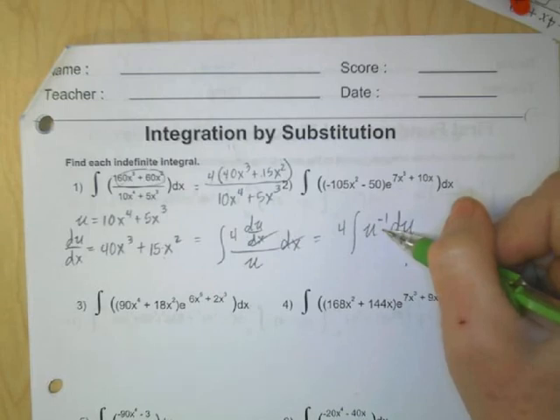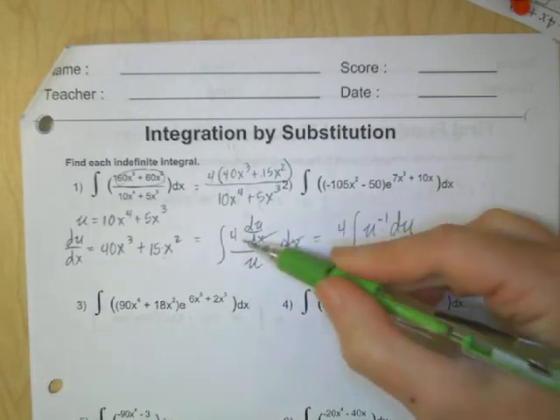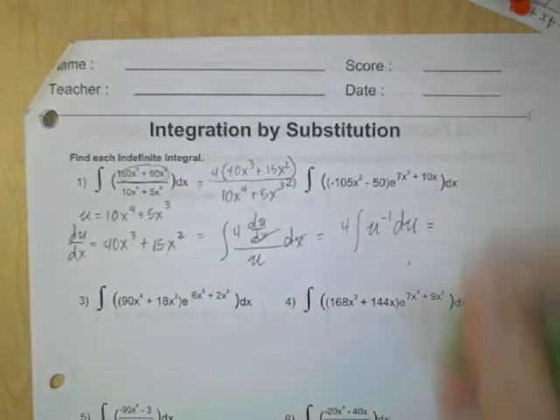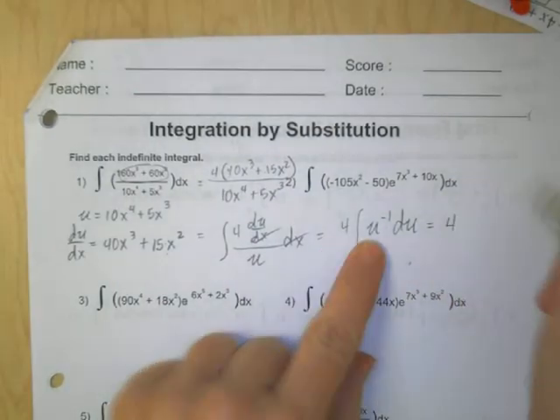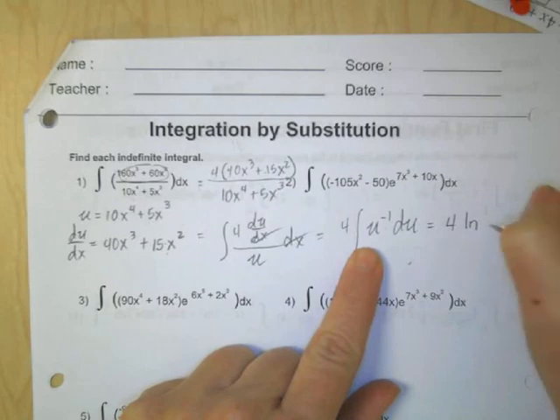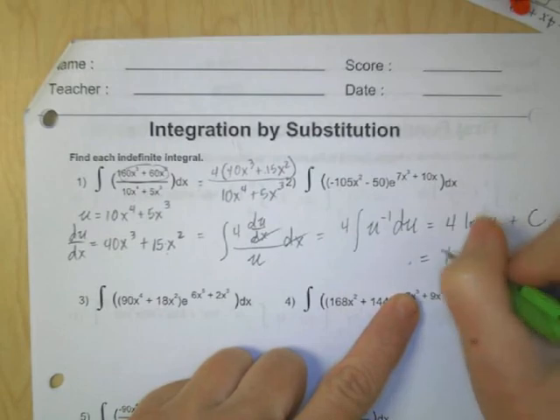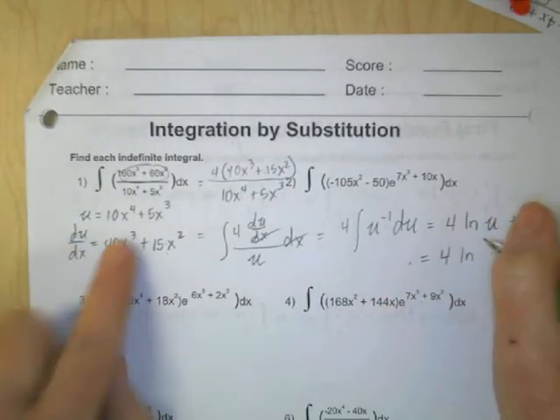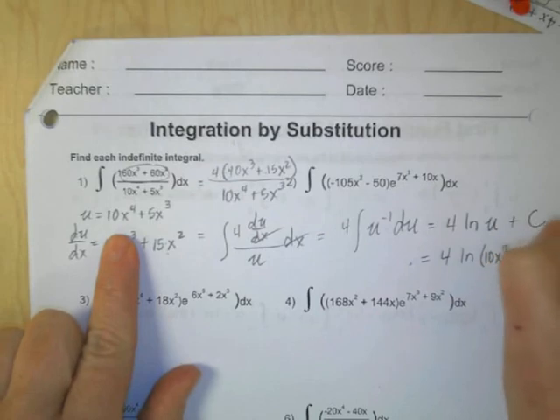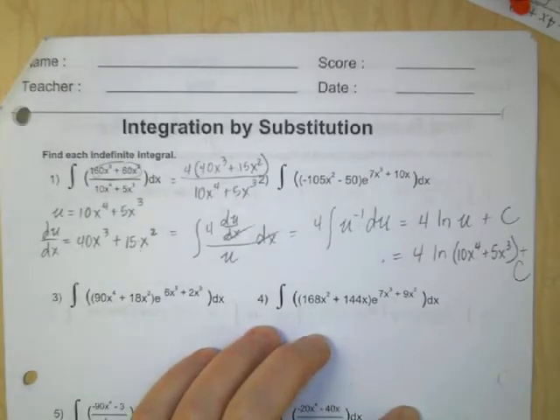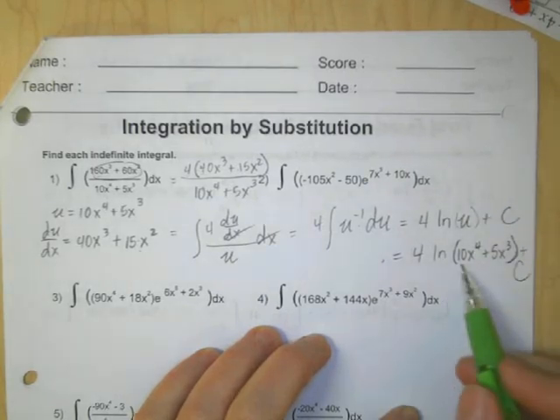Okay, so that's the same as 1 over u, which I had over here when I moved the 4 out of the way, 1 over u. That's the natural log. So on this one, the answer is going to be, I keep my 4. When I integrate u to the negative 1, I get natural log of u plus c. And then if I go ahead and substitute back in, I get natural log of, what was my u? There it is, 10x to the 4th plus 5x cubed, close parentheses, plus c. Sorry, I ran out of room there. Plus c. Okay? Do make sure that when you put in the value for u, that you put it in parentheses. That way we know we're taking the natural log of all of this.